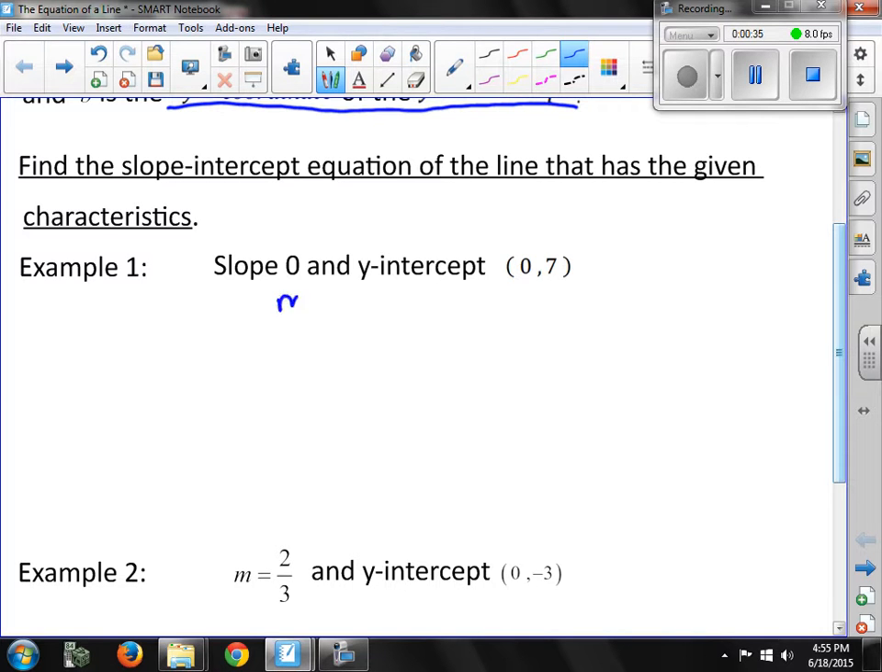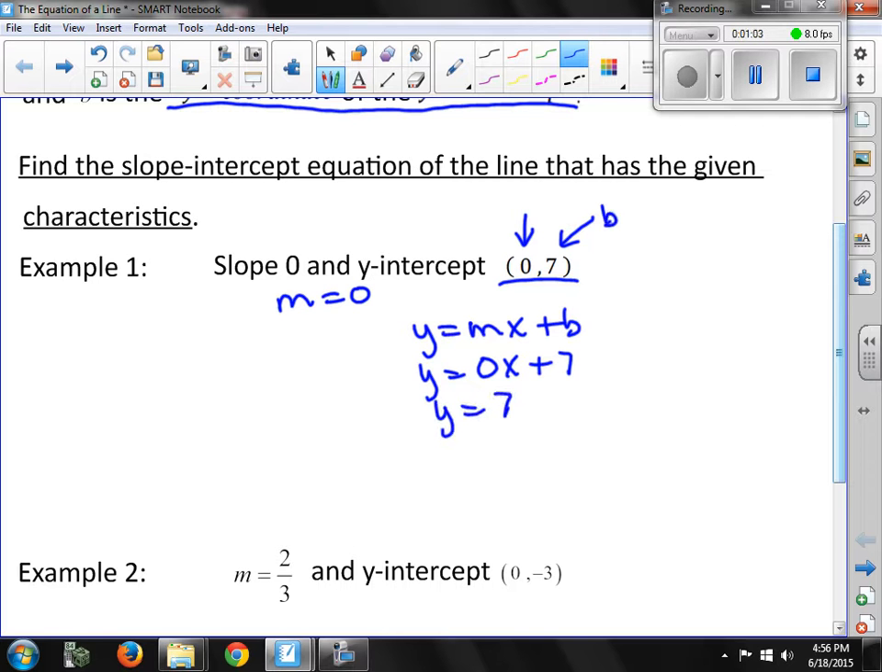Well, I am told that the slope is 0 and the y-intercept is (0, 7). Now, I know it's really the y-intercept because the x is 0. So remember, y equals mx plus b. It's all about that equation. So y equals 0 times x plus 7. This 7 right here is my b. Simplified, this is y equals 7. Remember, we should have known this, that when the slope of a line is 0, it is a horizontal line.